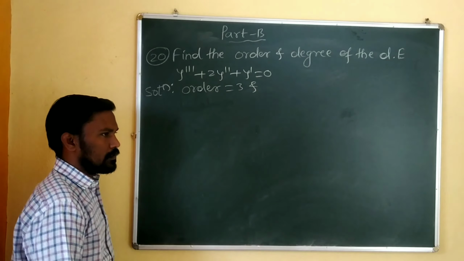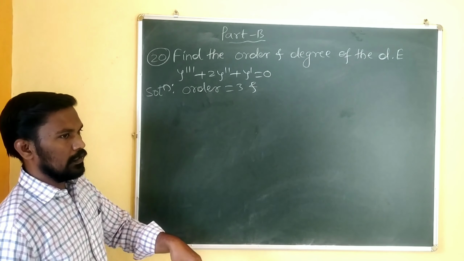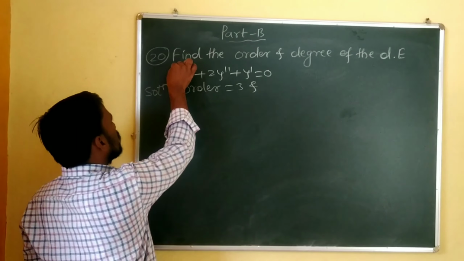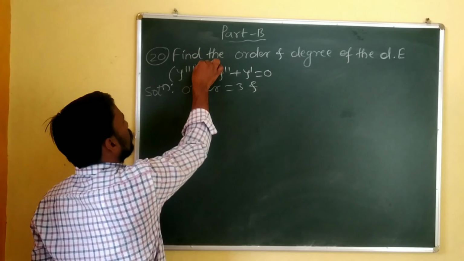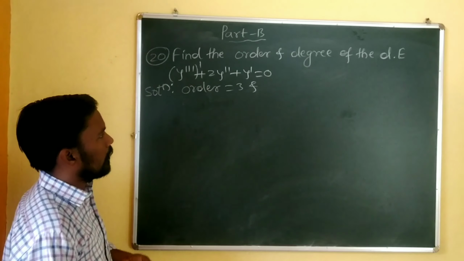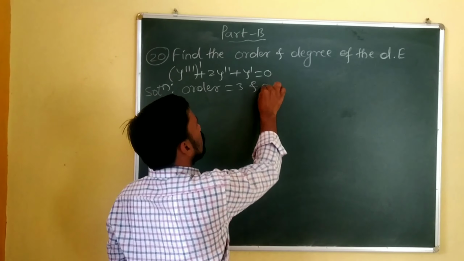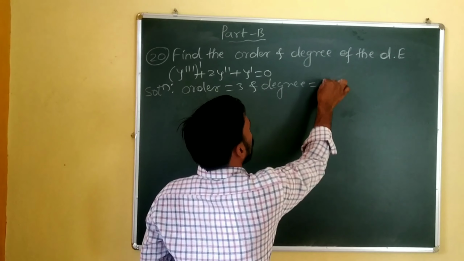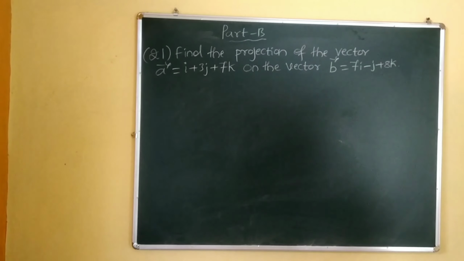And degree means it is the power of the highest order derivative. So what is the power of this? Power of this will be 1. So nothing means its power is 1. So degree of this differential equation is what? Is 1. See the next question.